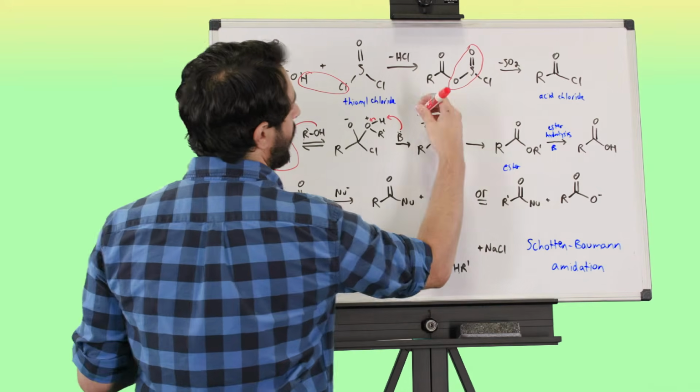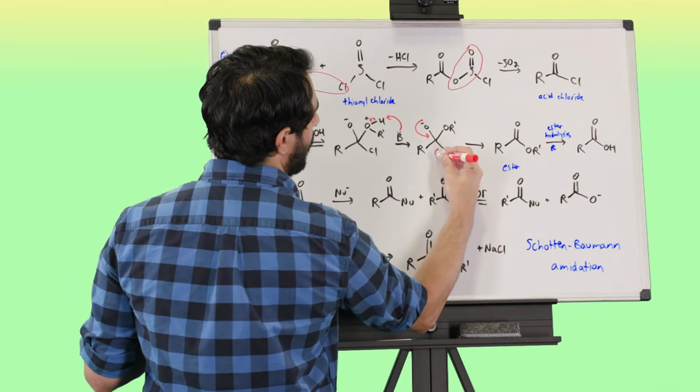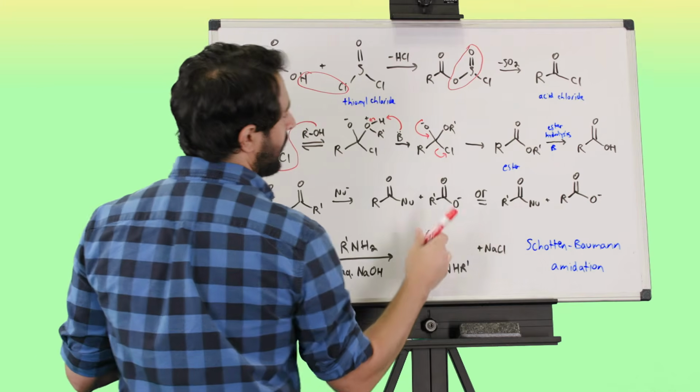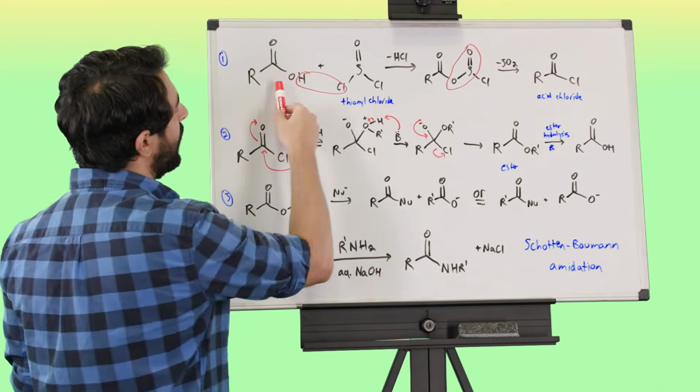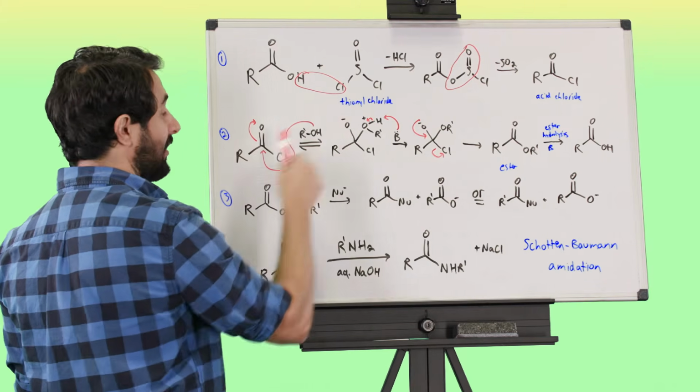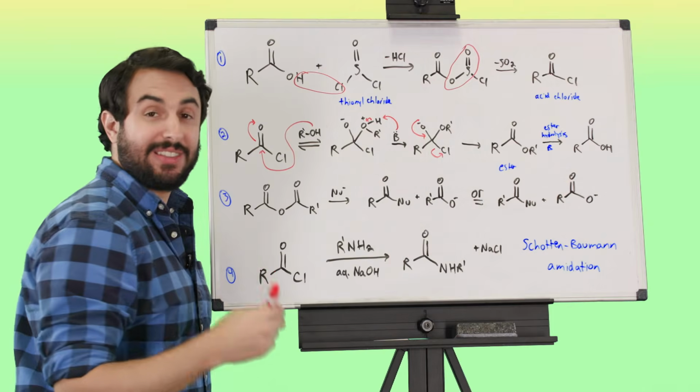And then this is going to go ahead and reform the carbonyl. But now we'll kick off chlorine. And so what we've done is we've generated an ester. So we've seen how we can go from a carboxylic acid to an acid chloride to an ester. So this is a useful technique for synthesizing esters.